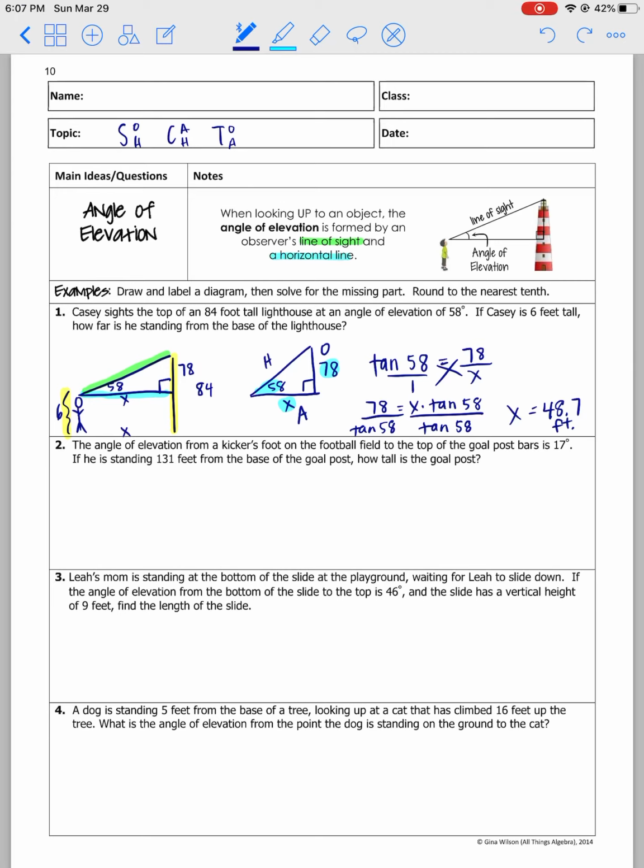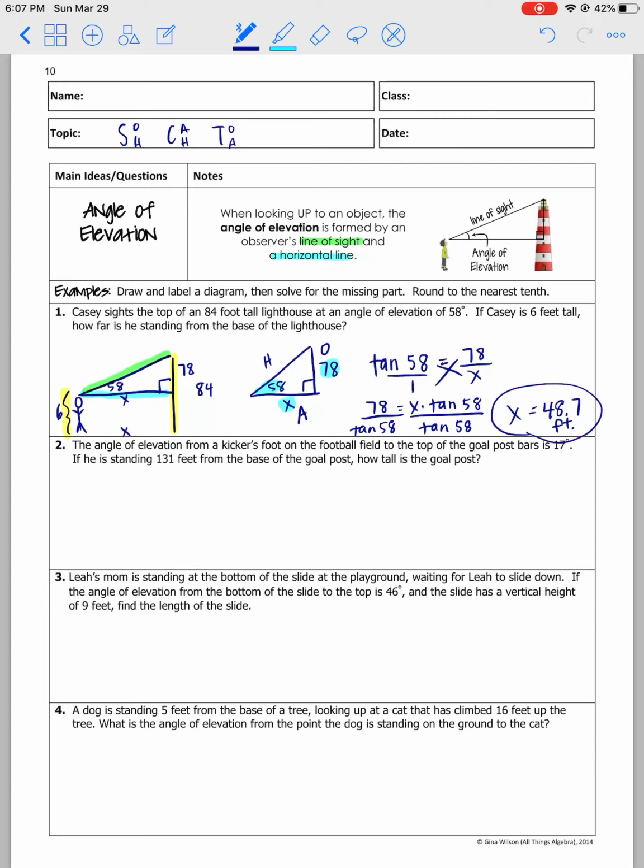Well, we don't know the hypotenuse, so we don't really have a point of reference to say it should be smaller than that. But it does make sense that he would be standing, I mean, that's a reasonable distance to stand from a lighthouse. It's not like 5 feet and you're looking up at the top of it. So yeah, we are finished.